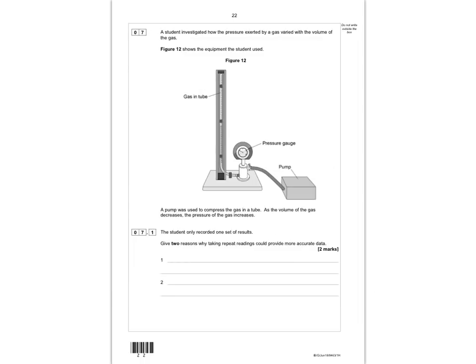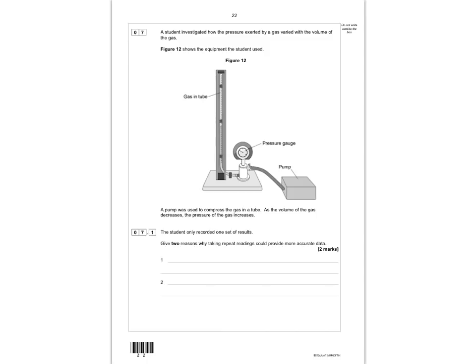In question 7 it says, a student investigated how the pressure exerted by a gas varies with the volume of the gas. It tells you here that figure 12 shows the equipment the student used. So you've got a gas tube, a pressure gauge and a pump. A pump will be used to compress the gas in the tube. As the volume of the gas decreases, the pressure of the gas increases.